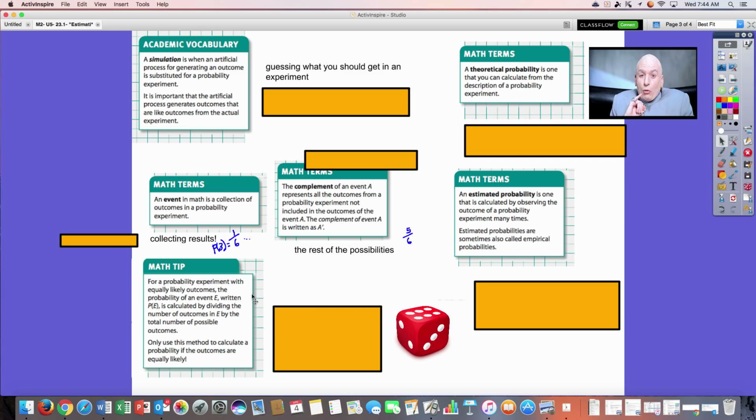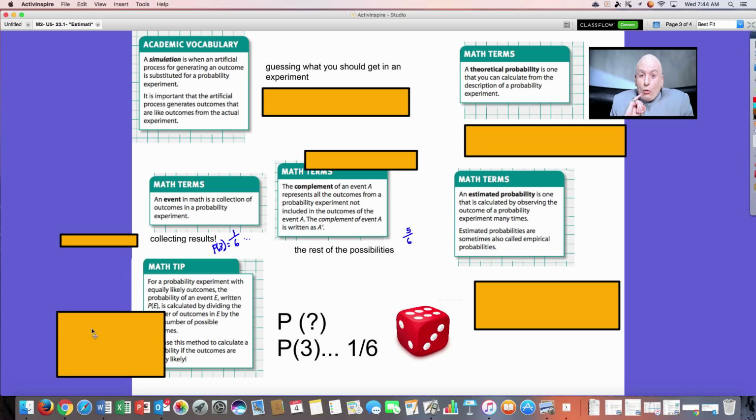It says for a probability experiment, equal outcomes, event, P of E. I'll sum that up for you too. Remember, probability is written like P with parentheses and whatever you're looking to get in here. So the probability of getting a 3 is 1/6, because one side of this die is a 3. I know that makes sense to you.